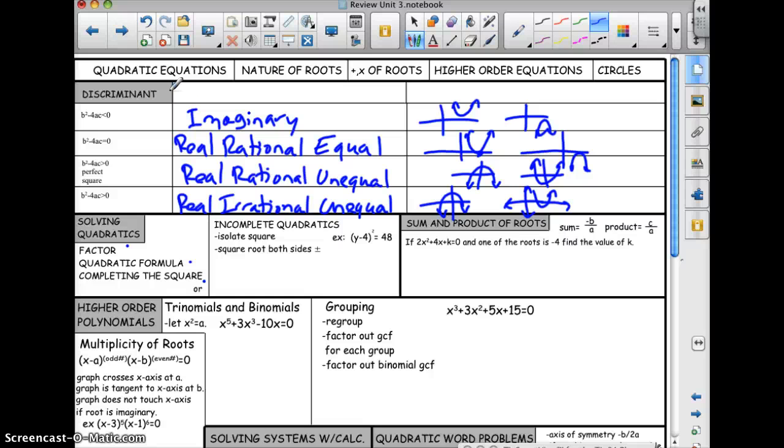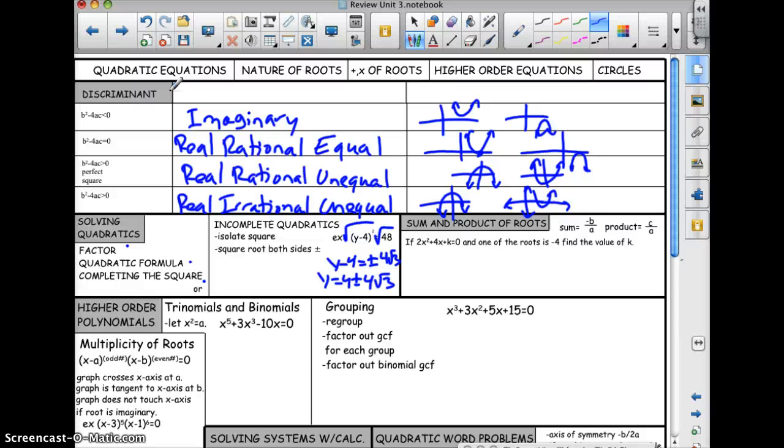So if I have y minus 4 squared equals 48, then I take the square root of both sides because the square is already isolated, and then I get y minus 4 equals plus or minus the square root of 48, which is 4 radical 3, and then I move that 4 over, so I get 4 plus or minus 4 radical 3. Just like that.